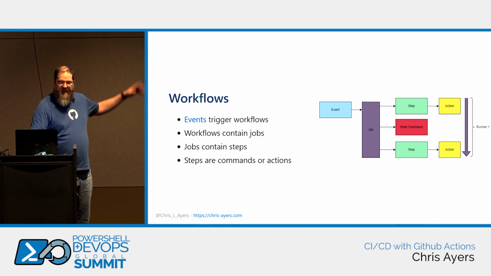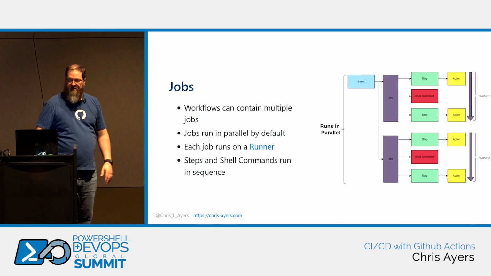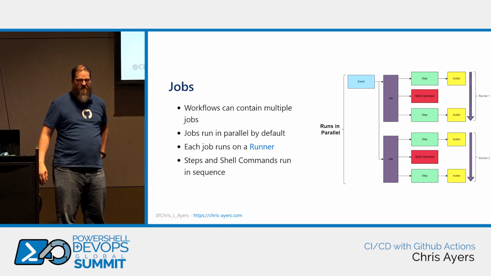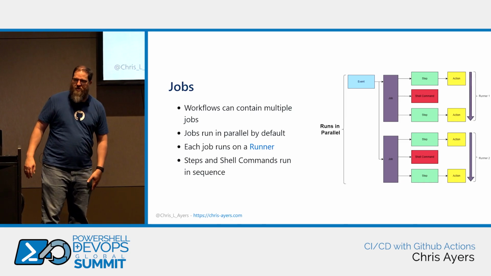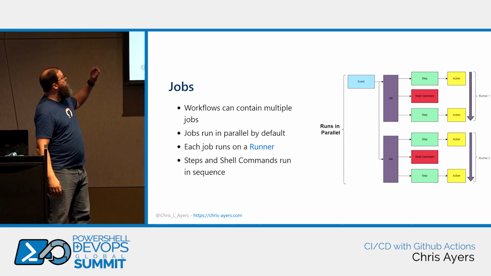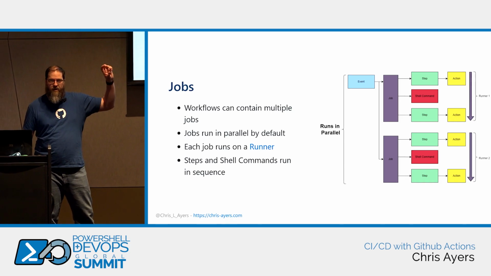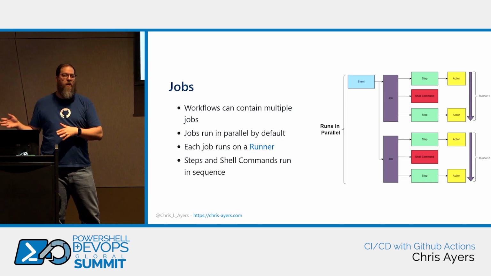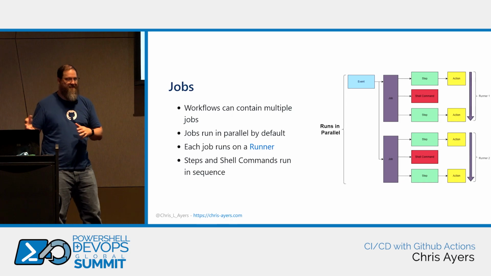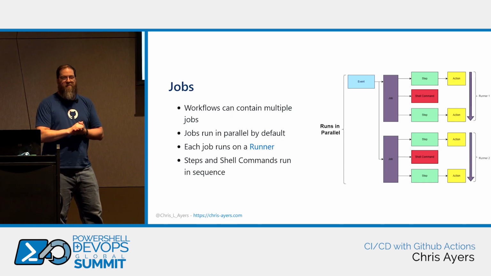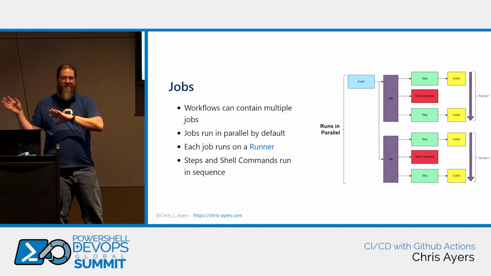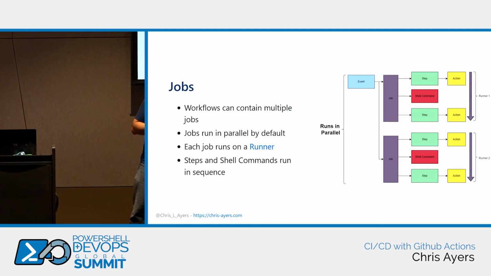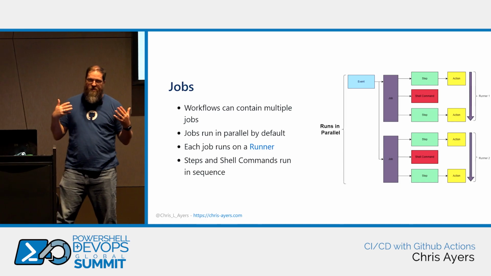Now, if that's all it was, it wouldn't be very interesting. We can have a lot of jobs. We can have up to, I think, 250 individual jobs, something like that. By default, they run in parallel, but you can set up dependencies. So you can say, I would like you to build before you try to deploy, please. Or, please test it before you deploy it. So you can have these jobs run in parallel, or you can have dependencies between them.